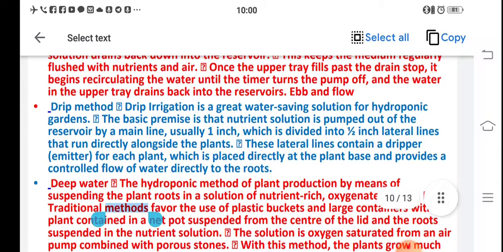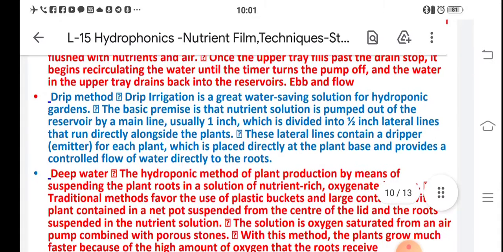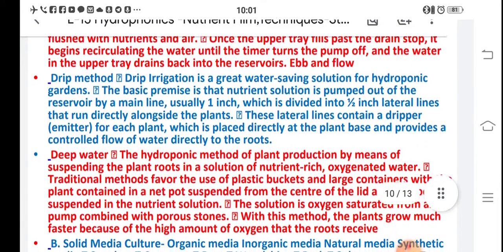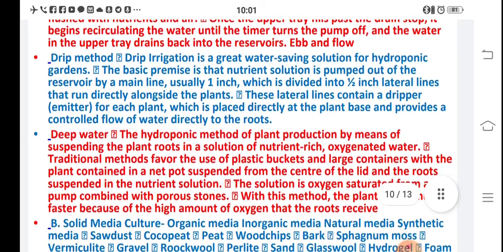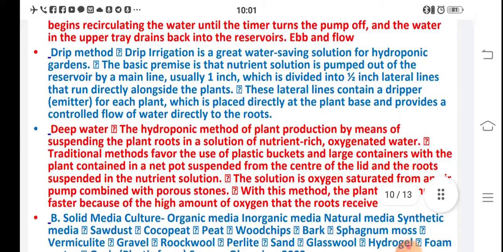The basic condition is there: about 1 inch or 1/2 inch plastic lines are to be used for the drip. In the drip system, nutrient-rich oxygenated water may be supplied. Secondly, the containers should be closed.